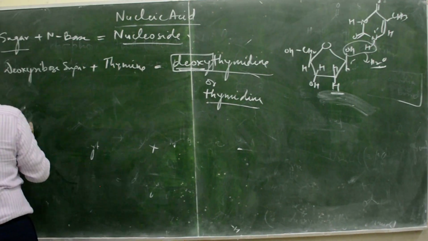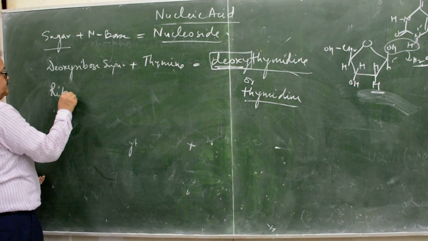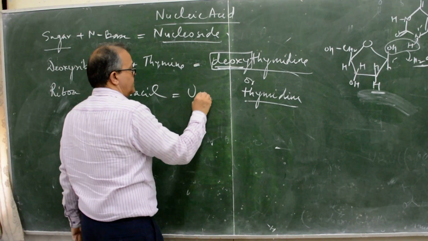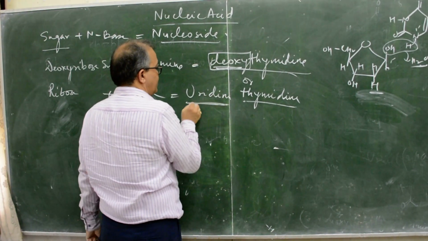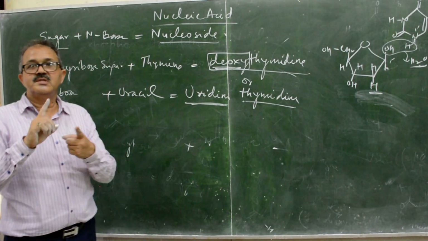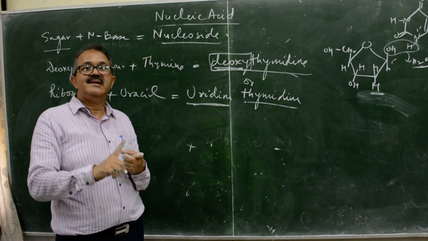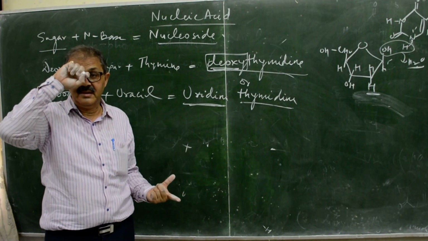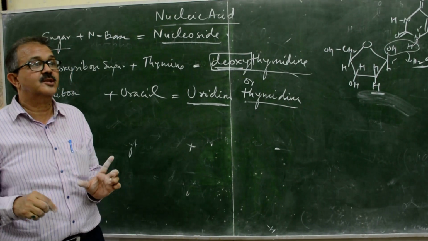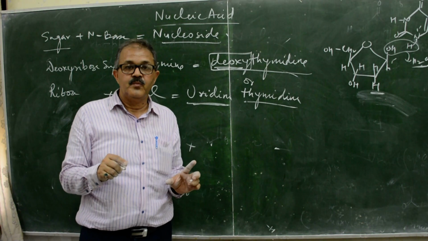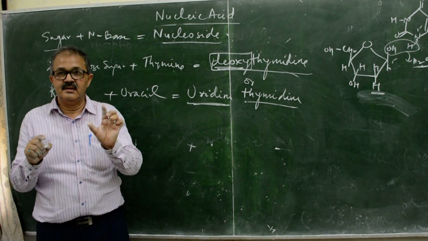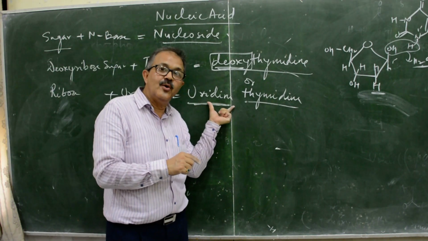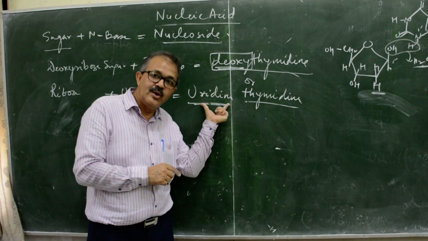Last, the nucleoside is ribose sugar plus uracil, uridine. Always remember: adenosine, guanosine, cytidine, thymidine, uridine. These are the nucleosides. If anyone asks you in an interview what uridine is, you have to say it is a nucleoside: one molecule of sugar and one molecule of nitrogen base. There is no phosphoric acid.